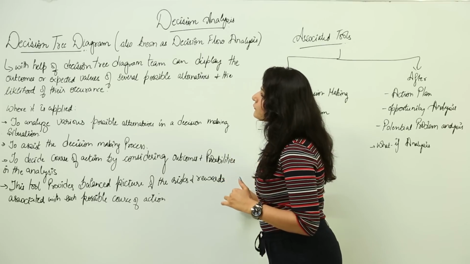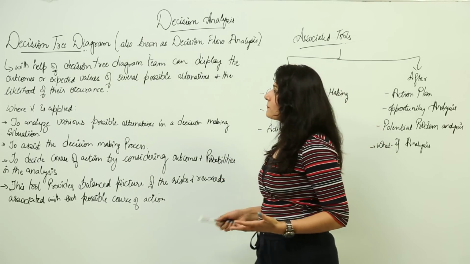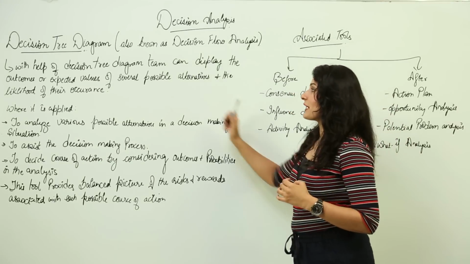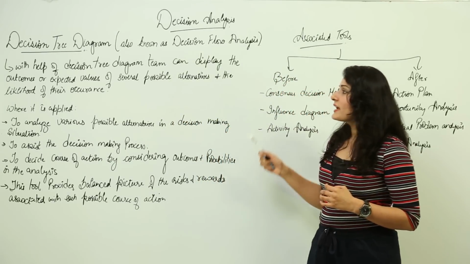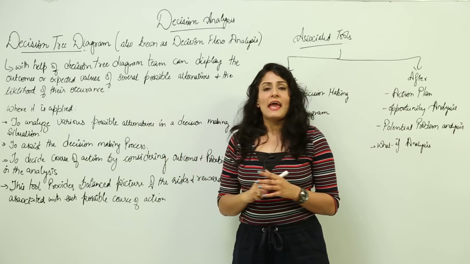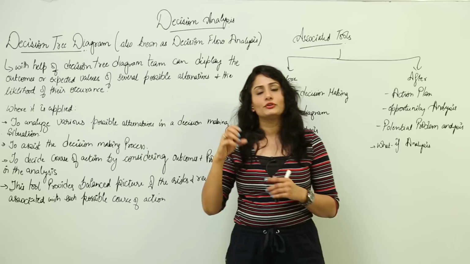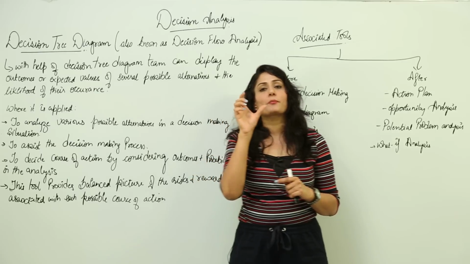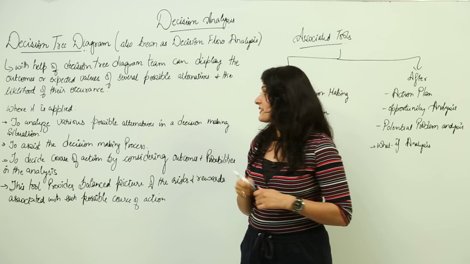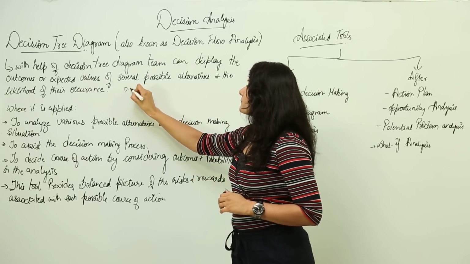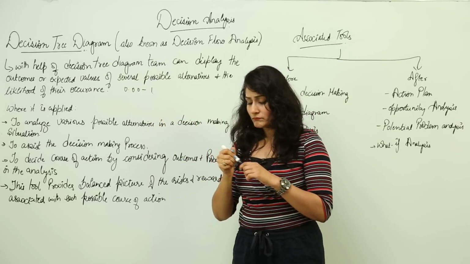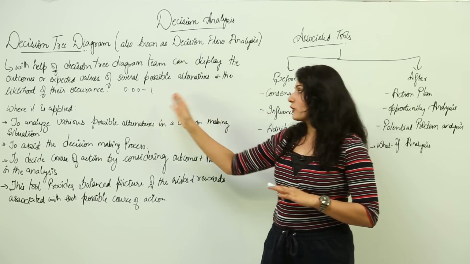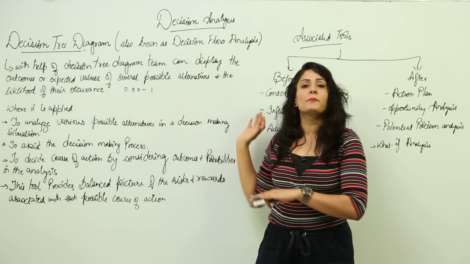Right. So continuing with decision tree diagram, with the help of a decision tree diagram, the team can display the outcomes or expected values of several possible alternatives and the likelihood of their occurrence. And this occurrence is described as a percentage or probability, that is, the percentage probability of their occurrence, and it's usually written between 0.0 to 1, right? It cannot be less than that, and it cannot be more than 1.